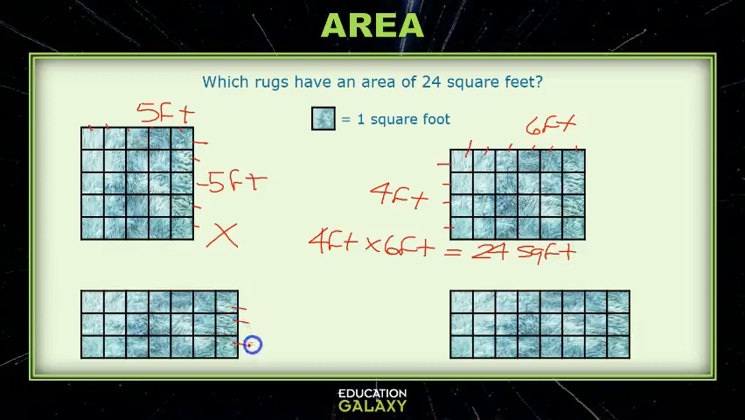Okay, let's check these last couple here. I have 1, 2, 3, and then across the top, 1, 2, 3, 4, 5, 6, 7. 3 times 7 is 21. This one is not correct. And lastly, 1, 2, 3, and 1, 2, 3, 4, 5, 6, 7, 8. And 3 feet times 8 feet is 24 square feet. So I have 2 rugs that match my answer. Let's try another one.